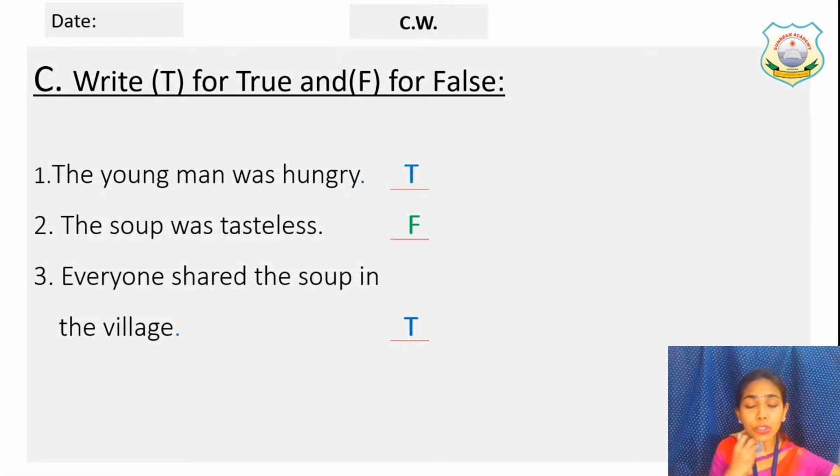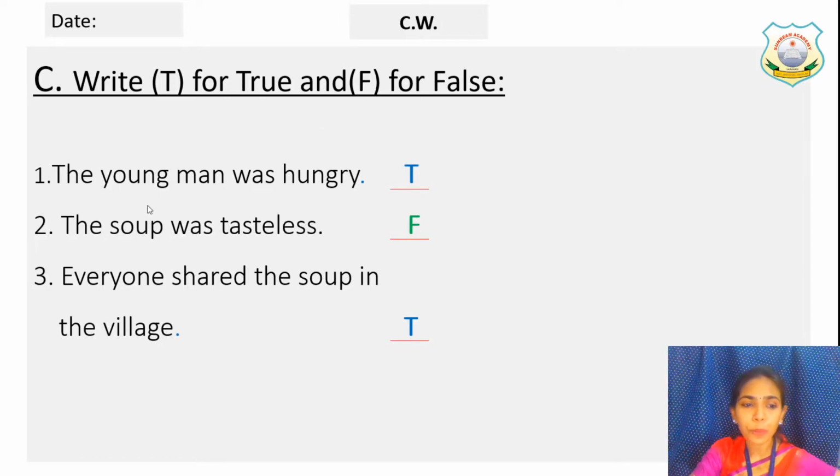Now, let's revise the next exercise, that is true false. I have told you the meaning of true is correct and the meaning of false is incorrect, wrong, right? So, now tell me, the young man was hungry. Is it a correct sentence? Was the young man hungry? Yes, he was hungry. So, we are going to write down true, T, right?